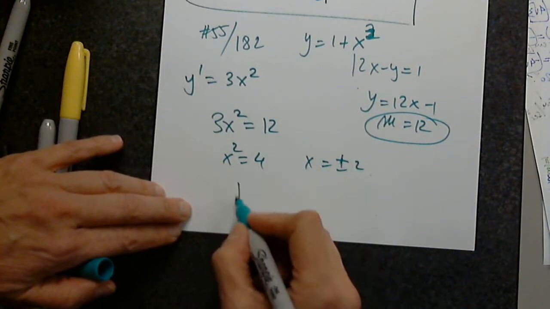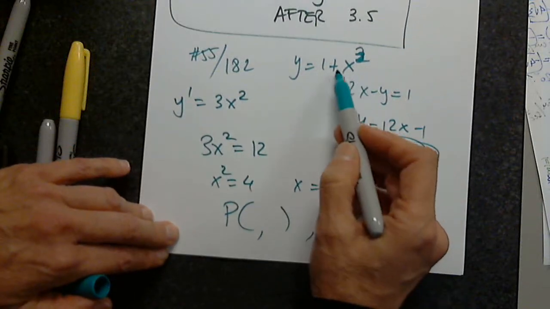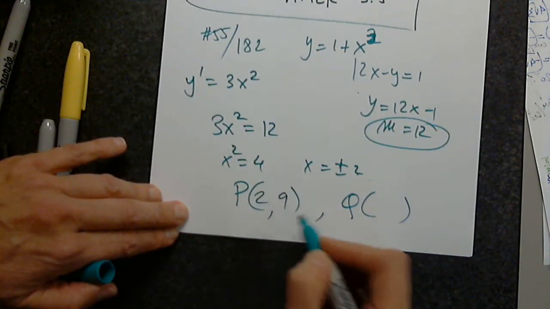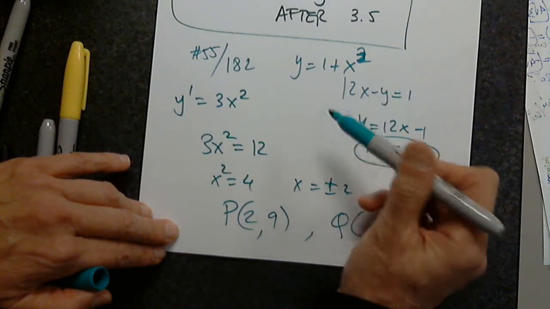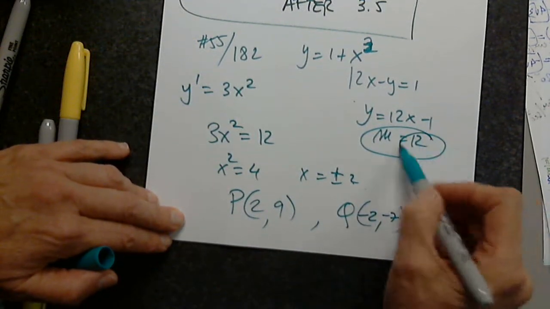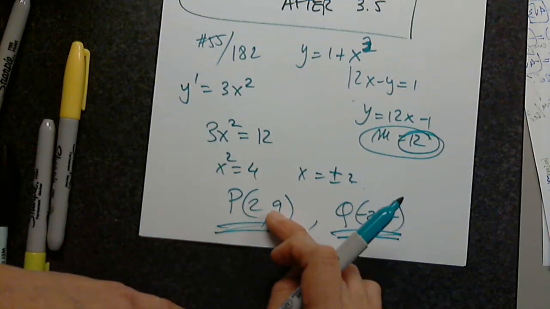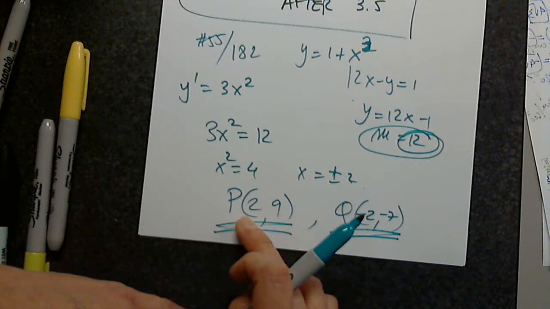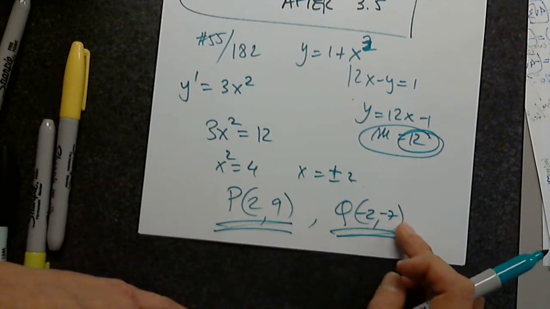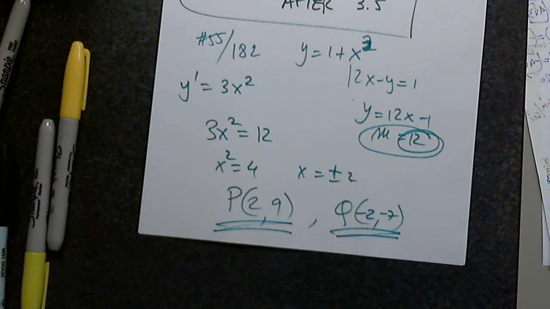So I find the two points, point P and point Q. You don't have to name them, really. It's not important. 2, 9. And negative 2, negative 7. I have the slope, and I have the point. I'm done. I will find two equations. y minus 9 equals 12 times x minus 2. That's one equation. The other one will be y minus negative 7 equals 12 times x minus negative 2. In the same way, I address that problem. I don't care how the function looks. You probably forgot to take the square root or something.